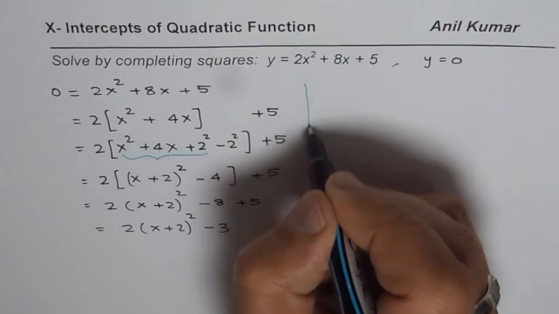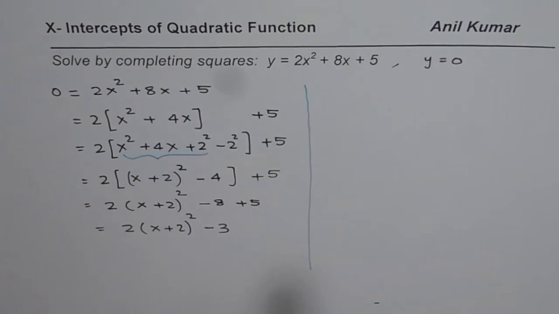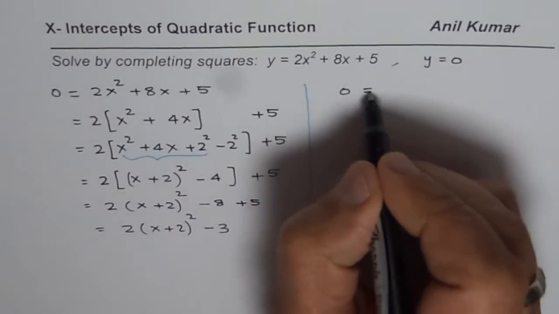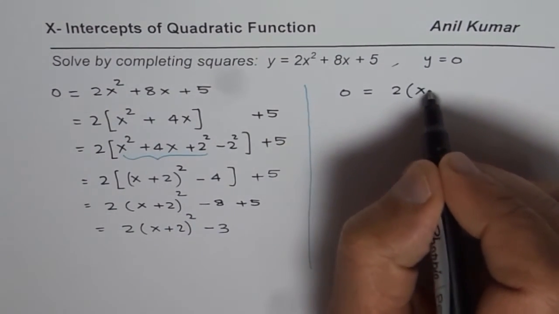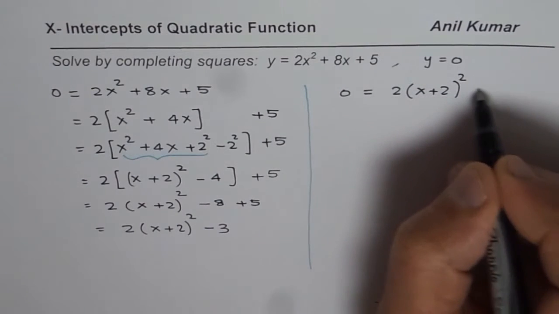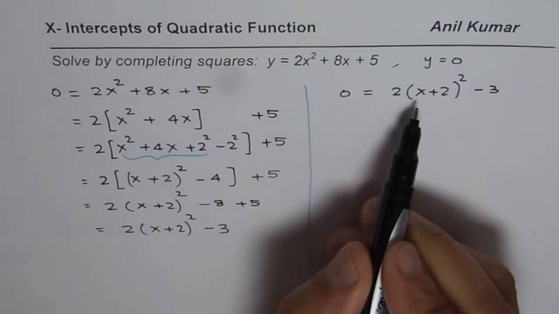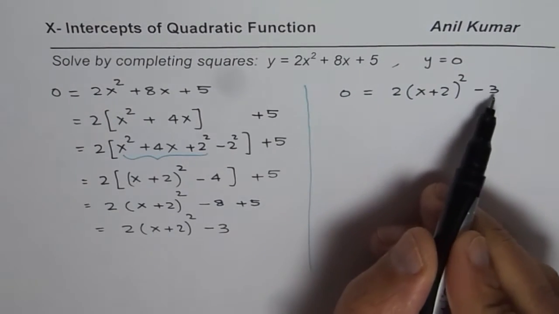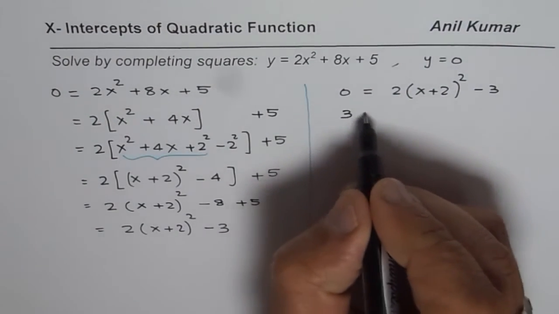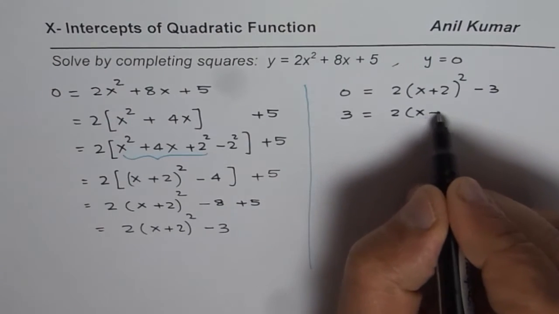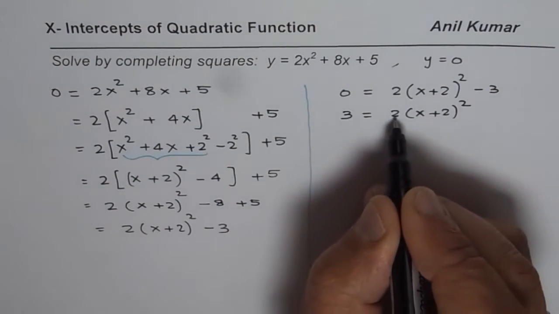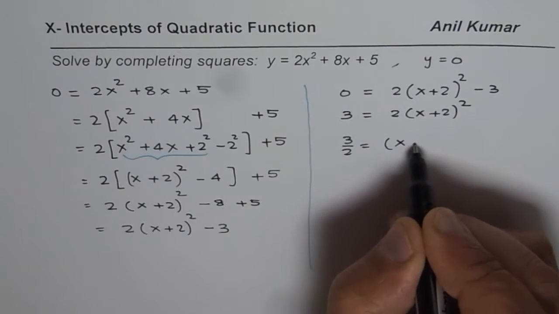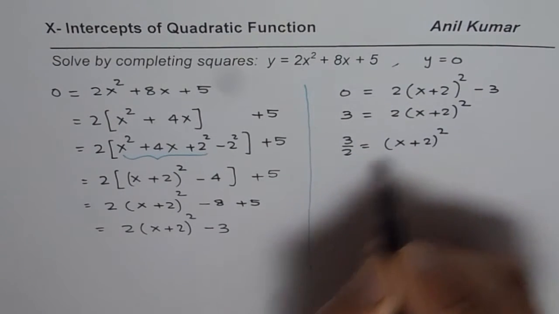Now let us see how to find the x-intercept from here. So we have the equation 0 equals 2 times x plus 2 whole squared minus 3. We need to find the value of x which can make this equation true. So we'll take 3 to this side. So we get 3 equals 2 times x plus 2 whole squared. Now we can divide by 2. So we get 3 over 2 equals x plus 2 whole squared.